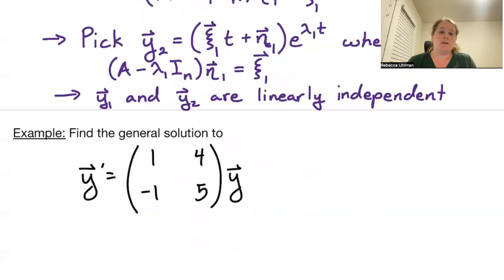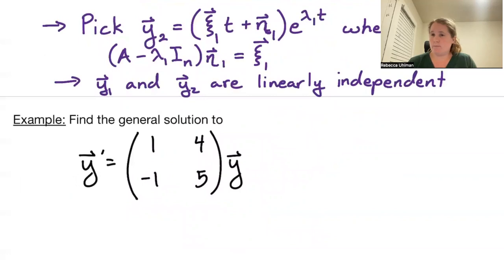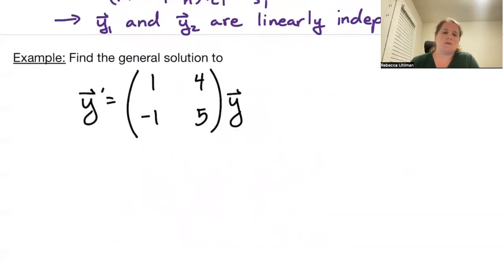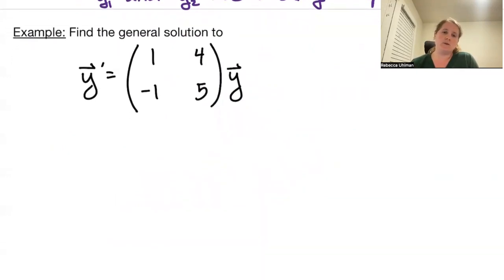So our job now is to put this into practice. Let's go ahead and solve the example. Let's find the general solution to y prime equals the 2 by 2 matrix, 1, 4, negative 1, 5. So 1, 4 is our first row, negative 1, 5 is our second row, multiplying y. So the first thing we need to do is find the eigenvalues.